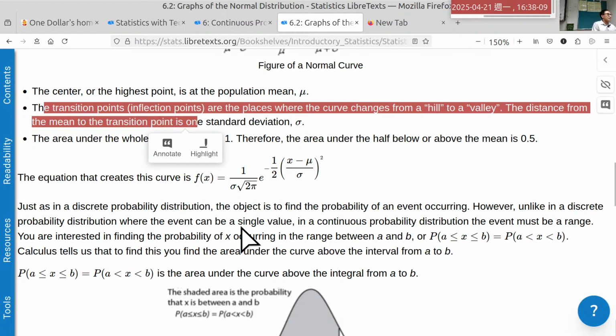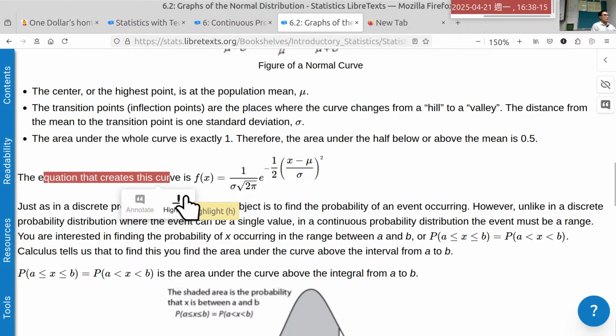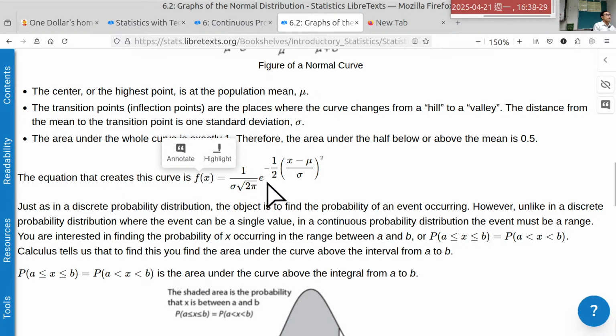Okay. And here, the equation that creates this curve is a function: f of x equals 1 over sigma times the square root of 2 pi, times e to the power of minus 1/2 times the square of x minus mu divided by sigma.